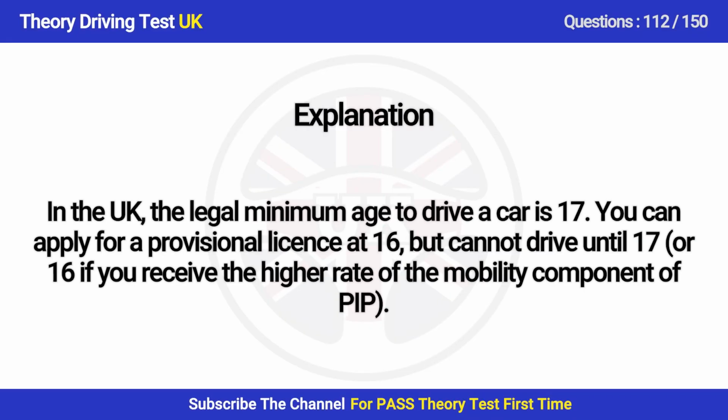The legal minimum age to drive a car is 17. You can apply for a provisional license at 16, but cannot drive until 17, or 16 if you receive the higher rate of the mobility component of PIP.